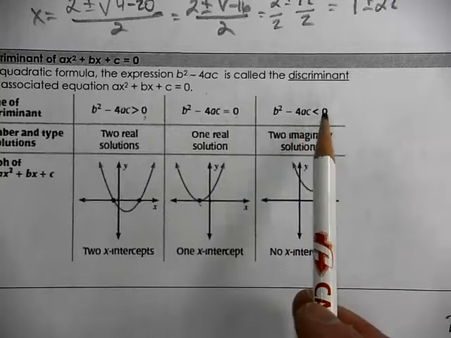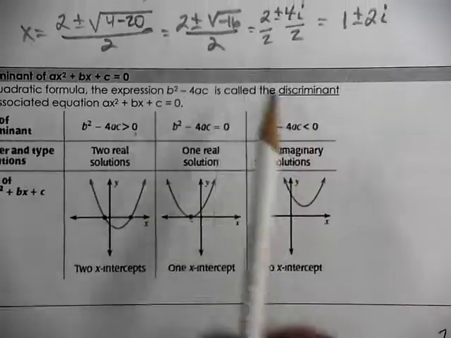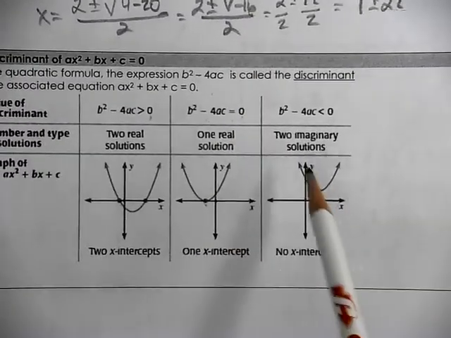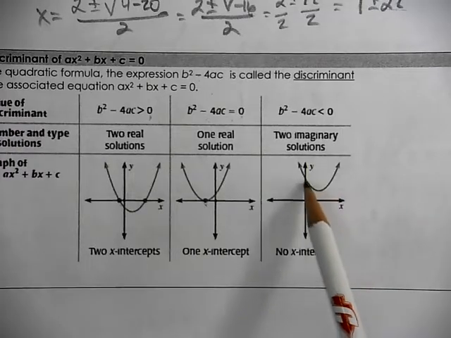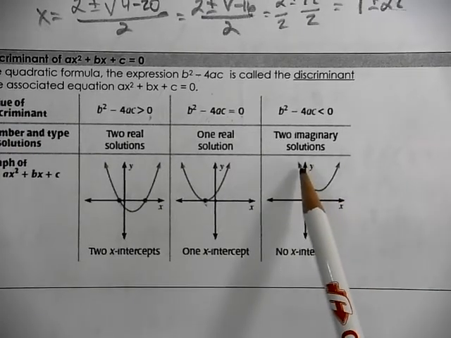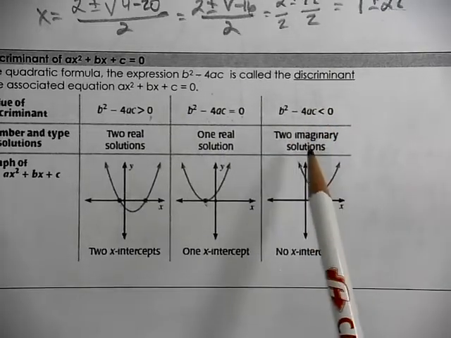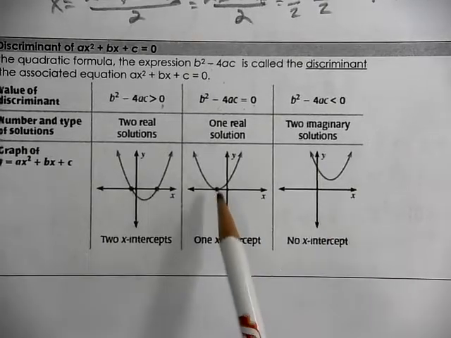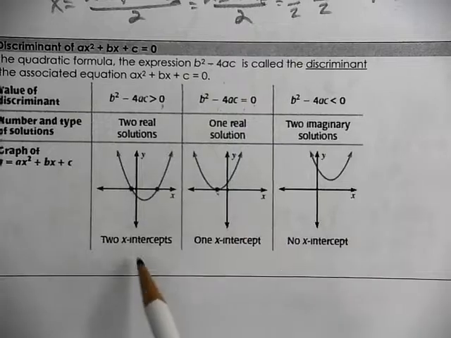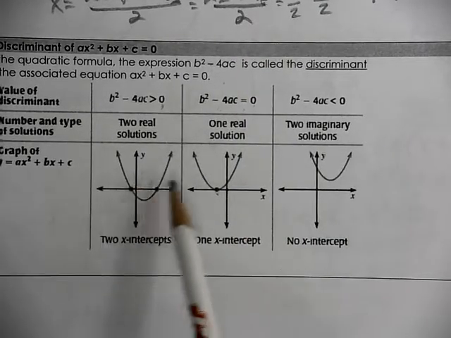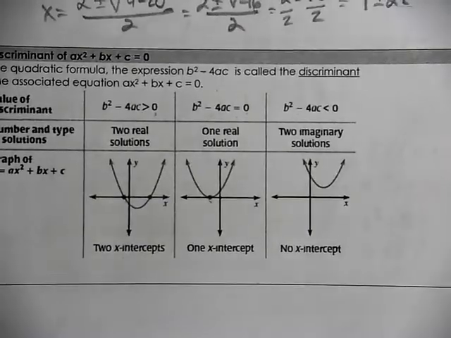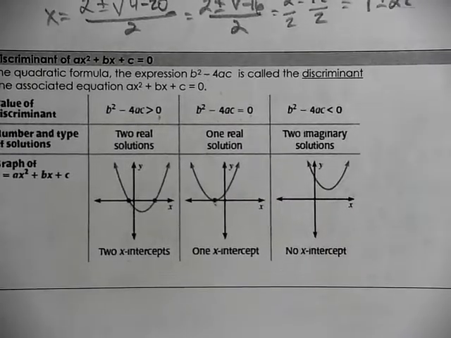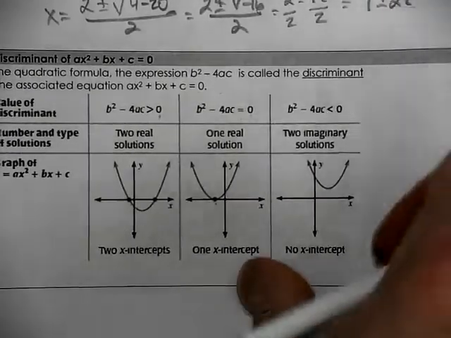And then if you're less than 0, if you're a negative like we had up here, you're going to have two imaginary solutions. That's when your parabola is never touching the x-axis. That's when your discriminant is negative, two imaginary. Has no real solutions, no x-intercepts at all. One real solution, which is one x-intercept. And this has two real solutions, which are two x-intercepts. Notice the discriminant is just b squared minus 4ac. It's not the square root part. Just b squared minus 4ac.